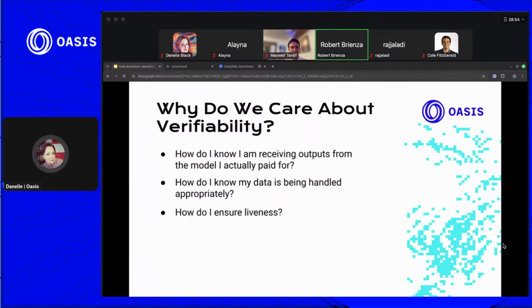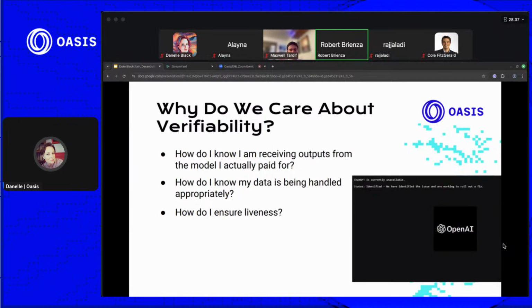And the third question is, how do you ensure liveness? Of course, every website has had outages at times. No website has 100% perfect liveness. So we want to have some robustness to this, and ideally have some sort of backups.